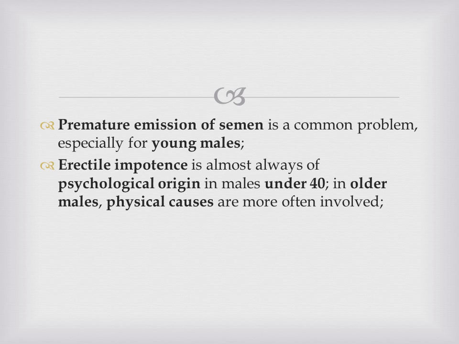All right. We also have erectile impotence, which is almost always of psychological origin in males under 40. In older males, physical causes are more often involved. When we say erectile impotence, the male isn't able to have an erection. Even though they are already engaged in the initial sexual arousal phases, the penis is still not aroused. In males under 40 it is often due to psychological origin, while in older males it is due to physical causes or their physical condition.